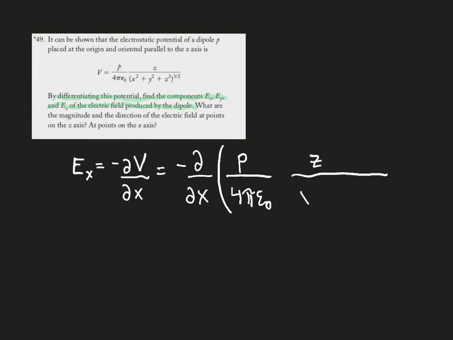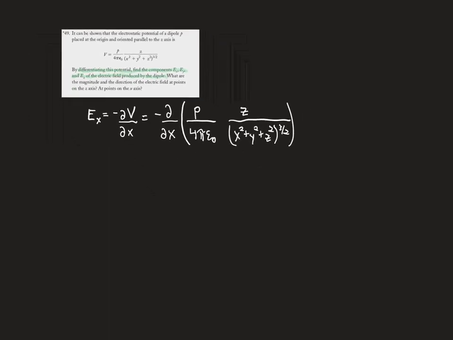So if I want to take the derivative of this, minus partial derivative with respect to x, again, those little curly things mean partial derivatives, I need to take this partial derivative of p over 4 pi epsilon naught times z, all divided by x squared plus y squared plus z squared, all of that raised to the 3/2. So this derivative seems gigantic, seems kind of complicated, but it's not too bad. In order to do this, I need to only have in mind that x is the only variable.